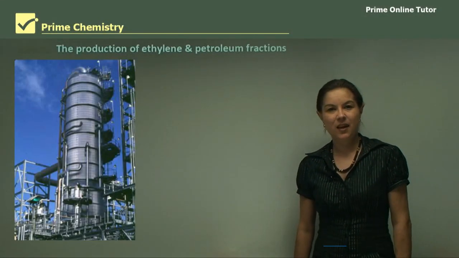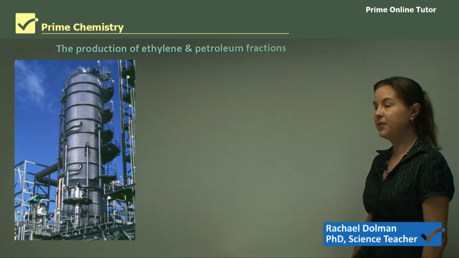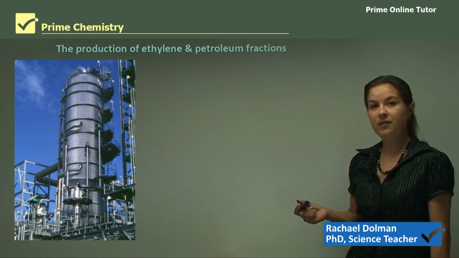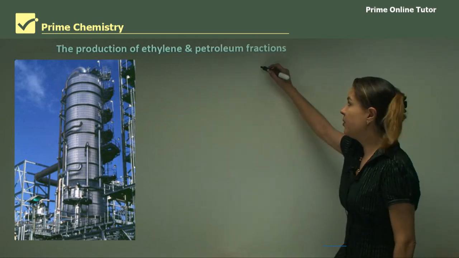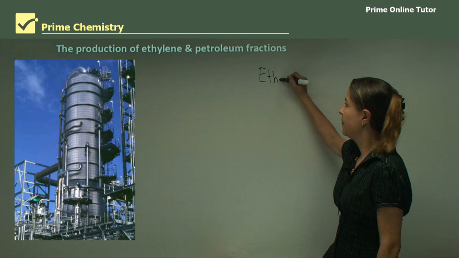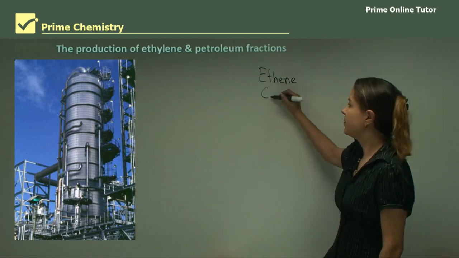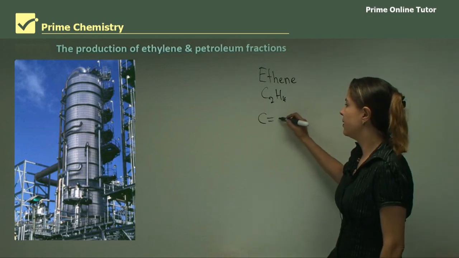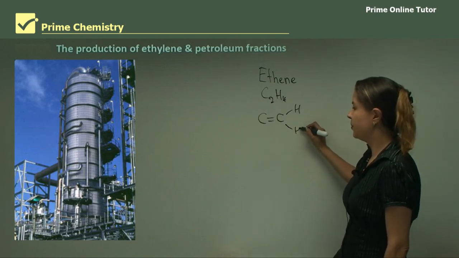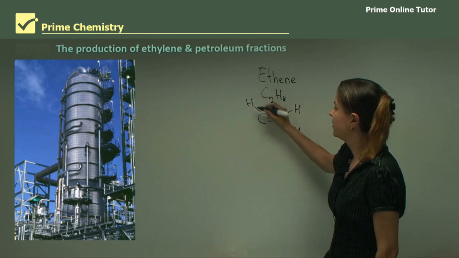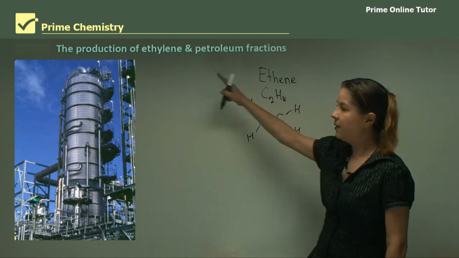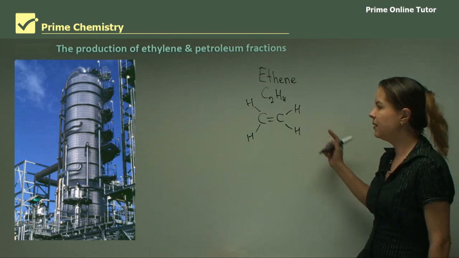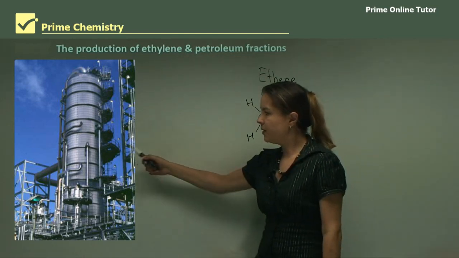Hi everyone. Today we continue talking about the production of materials, and our second topic is called the production of ethylene and petroleum fractions. Now ethylene is the same thing as ethene. It has a chemical formula of C2H4 and its chemical structure looks like this, with a double bond between the two carbon atoms. Now ethene and ethylene are the same thing, so don't get confused, and I'll tell you why in a little while.